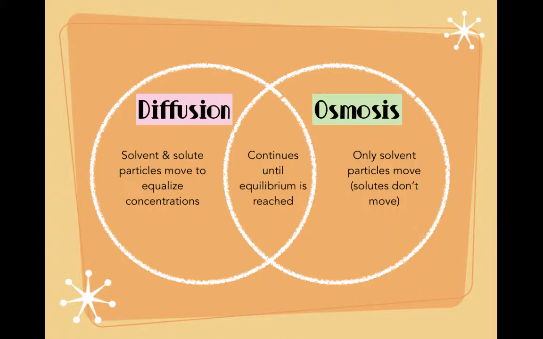There are some similarities and differences between diffusion and osmosis. The main thing that they both have in common is that they're examples of passive transport. And with both diffusion and osmosis, they'll continue until an equilibrium is reached. Whereas with diffusion, the solvent and the solute particles move to equalize concentrations, in osmosis, only the solvent particles move, the solutes don't move. So with osmosis, it's just the water molecules that are moving. With diffusion, it's both.